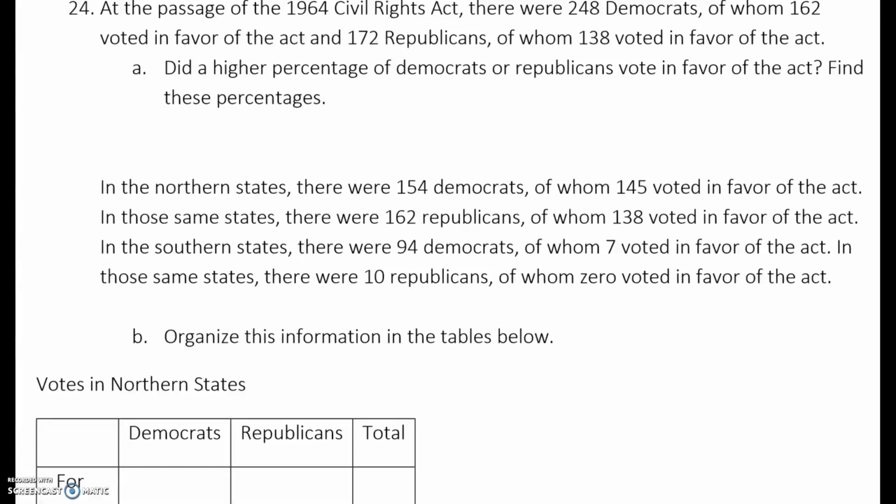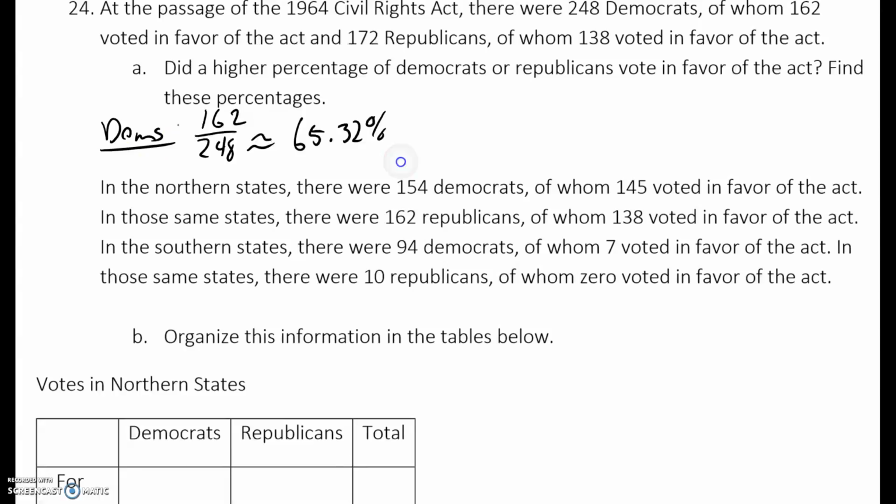We have 162 Democrats that voted out of the 248. So for the first part, we're talking about Democrats. We have 162 out of 248, which is approximately 65.32%. Okay, and this is for the Dems.